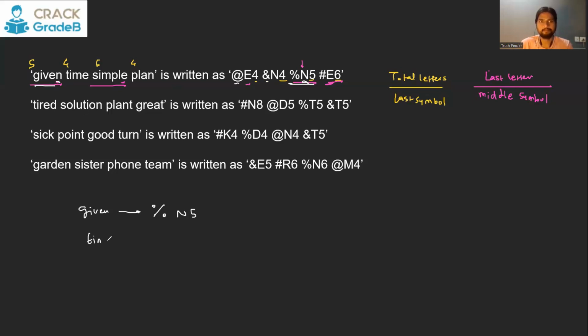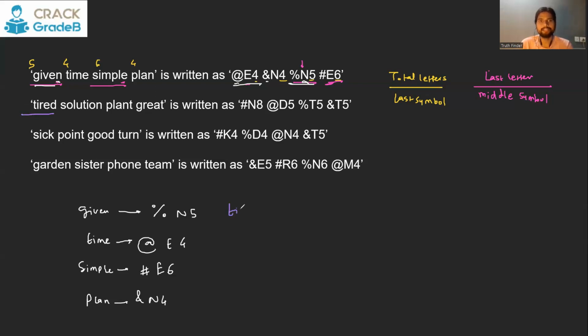Time ends with E and it has 4 letters, so it is @E4. Simple ends with E and it has 6 letters, so the code will be #E6. And then plan is the left one, that is ampersand N 4. So all 4 have a different symbol in the beginning. The beginning symbol is different, so we'll have to move to the next.